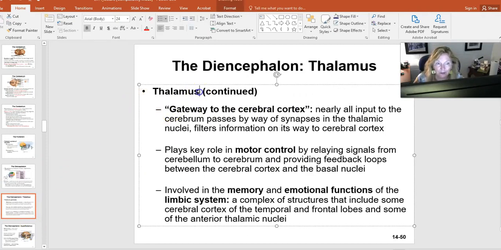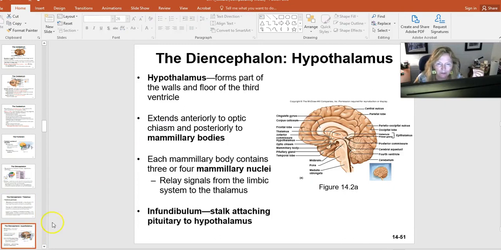I am going to have you label the thalamus, know that it is the gateway to those lobes, the cerebral lobes of the brain, and you can see that. So as information is processing in, moving up through the fibers, it's actually going through this gateway and being sent to where it needs to be.